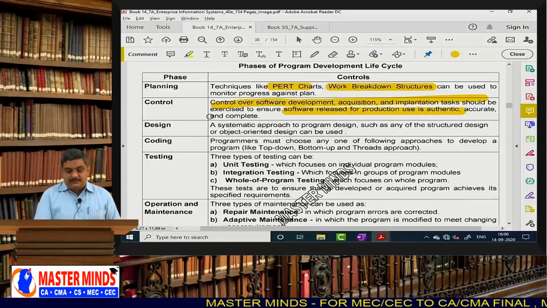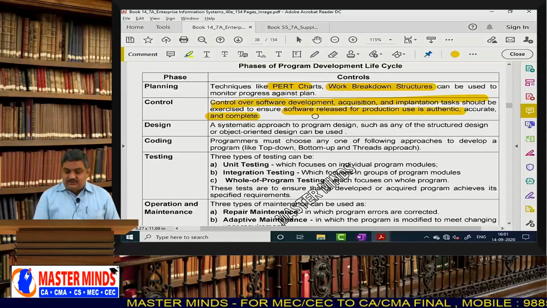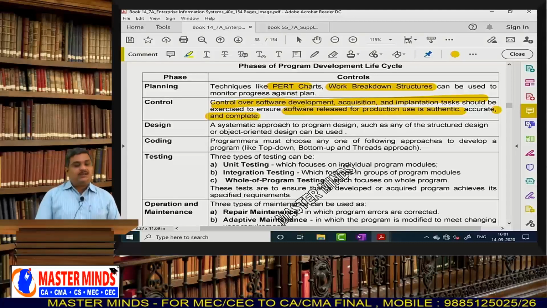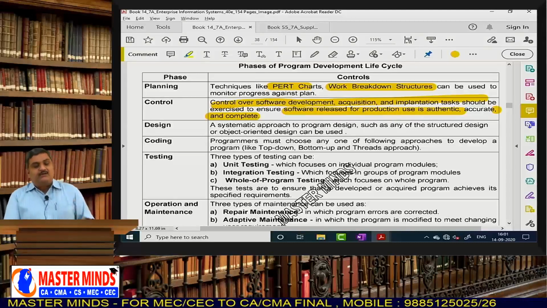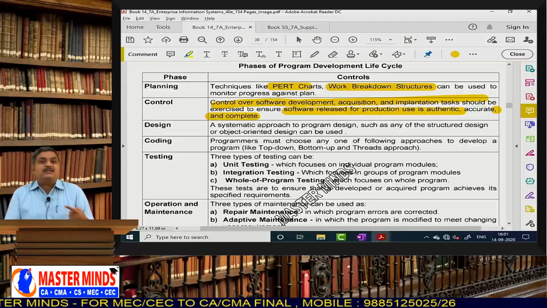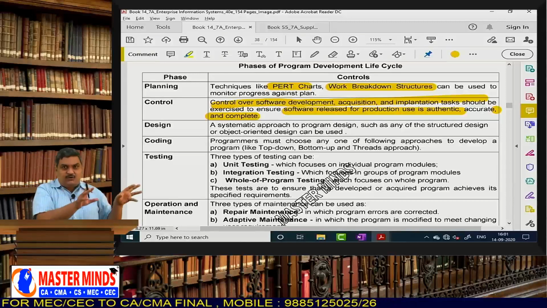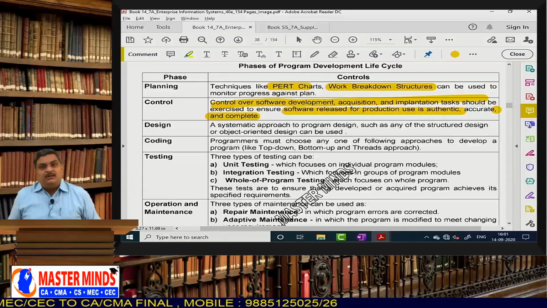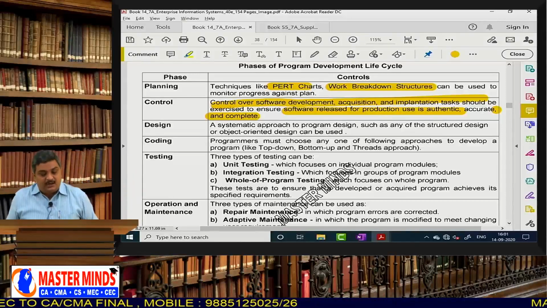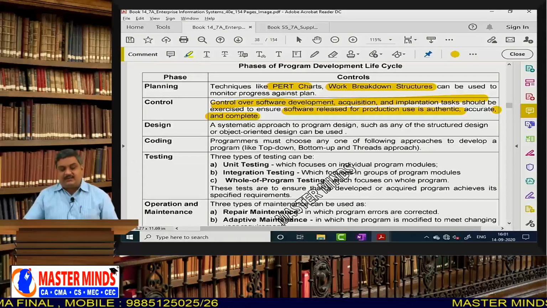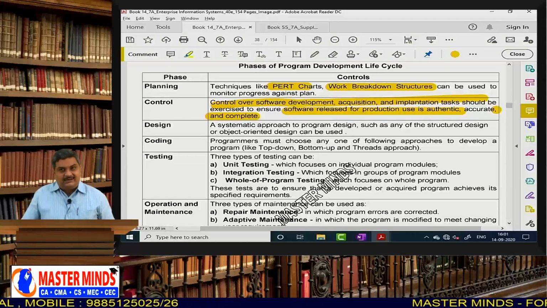That means what? Controls should be exercised to ensure software released for production use is authentic, accurate and complete. What do you mean by software released for production use? Production use means real-time use. That means these people will write a software and release it to the users to use it. That is called software released for production use. So that care you have to take.